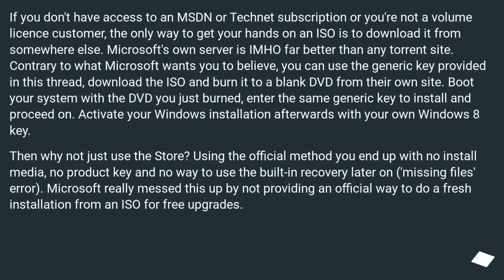If you don't have access to an MSDN or TechNet subscription or you're not a volume license customer, the only way to get your hands on an ISO is to download it from somewhere else. Microsoft's own server is far better than any torrent site. Contrary to what Microsoft wants you to believe, you can use the generic key provided in this thread, download the ISO and burn it to a blank DVD from their own site. Boot your system with the DVD you just burned, enter the same generic key to install and proceed on. Activate your Windows installation afterwards with your own Windows 8 key.